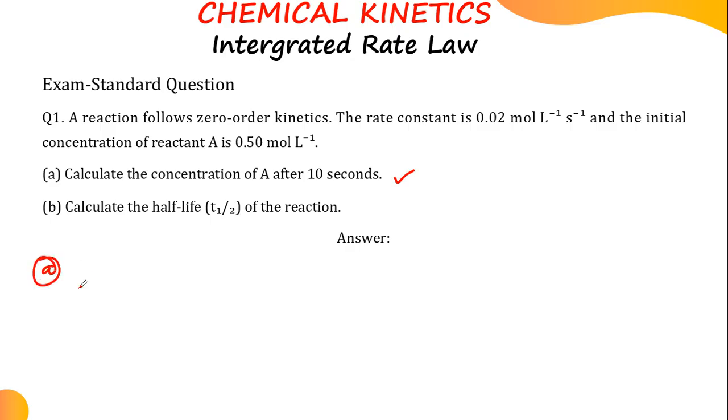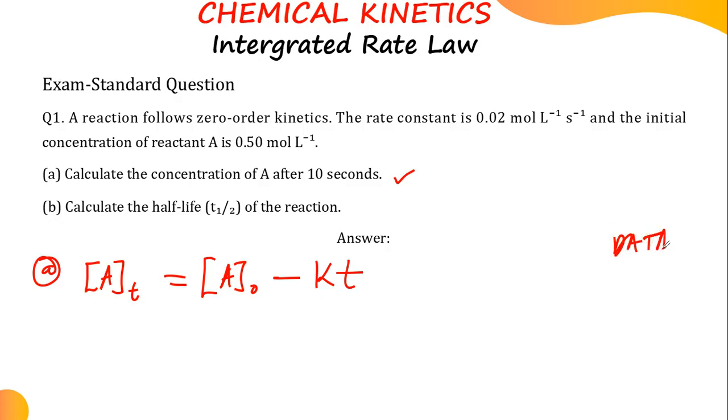Tell me the formula. If you remember, it was what? Concentration at T, not so, is equal to the initial concentration, minus KT. Very good. Now, here we just have to check what we have been given. Let's see what we're looking for and what we have been given. What can you notice here? We have the rate constant K, not so.